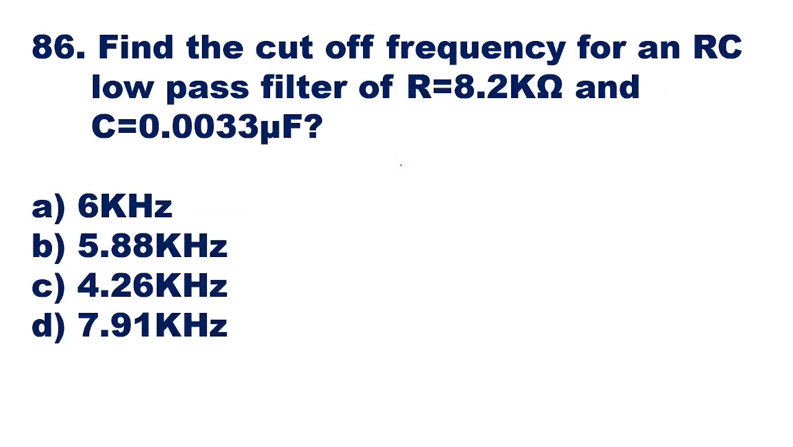Then we'll go to the next question. Find the cutoff frequency of an RC low pass filter if R is equal to 8.2 kilo ohms and C is equal to 0.0033 microfarad. So here, if you see the formula for the cutoff frequency in a low pass filter, the formula will be 1 upon 2 pi RC. Now we are taking here R and C elements to build up this filter.